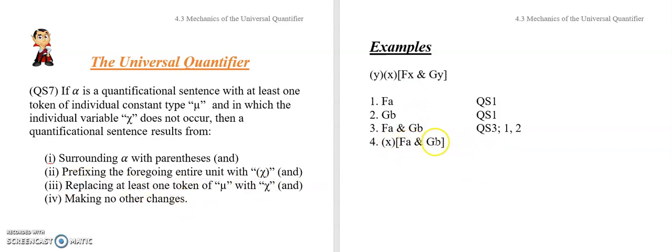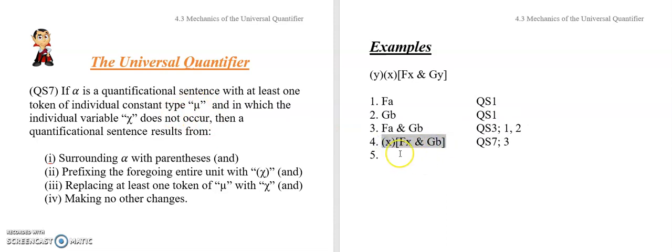Which one should we do? Well, we're free under the rule to do whichever one we want, but since we're trying to build this construction, we're going to do it here. So that's quantificational sentence 7 on line 3. And then we're going to apply the quantificational sentence 7 rule to this sentence. We're going to replace, notice, at least one individual constant, and there's only one left here.